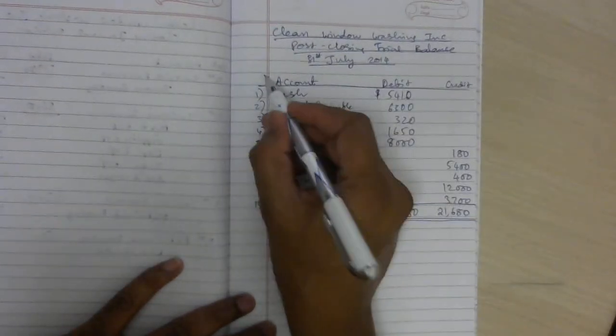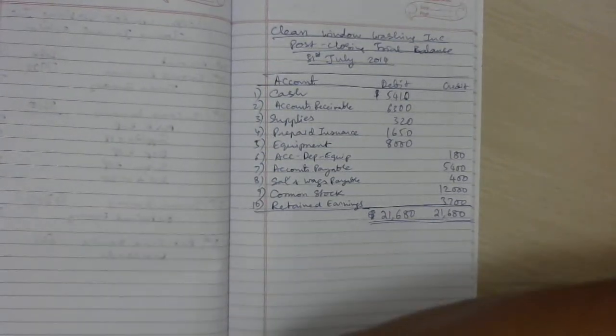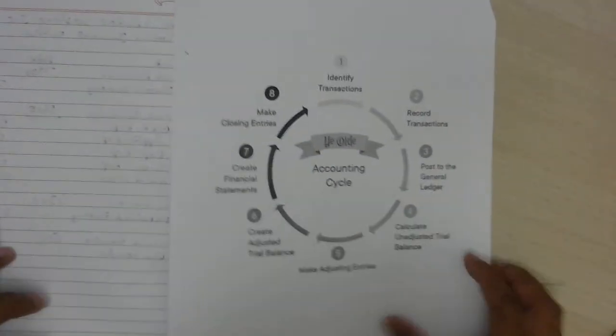Okay, so the objective of this playlist was to teach you how to do the accounting cycle. So let me quickly go through the process once again. So I'll go back to the starting.